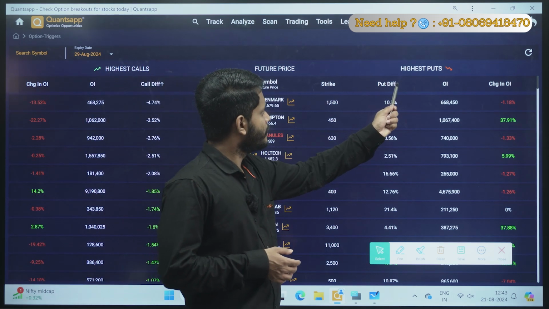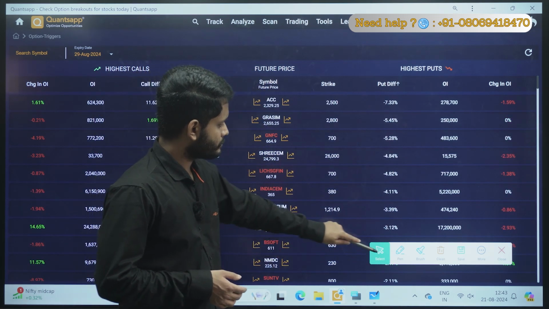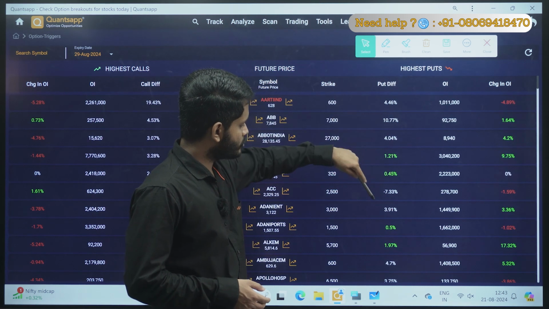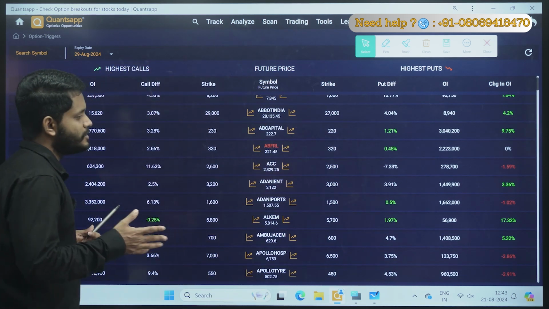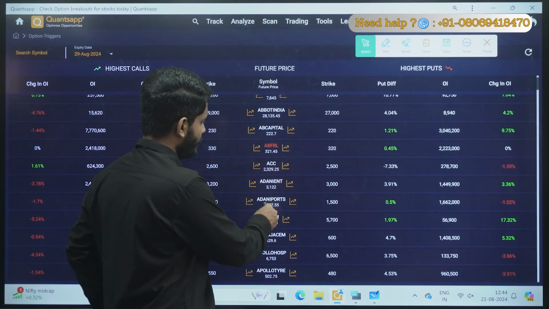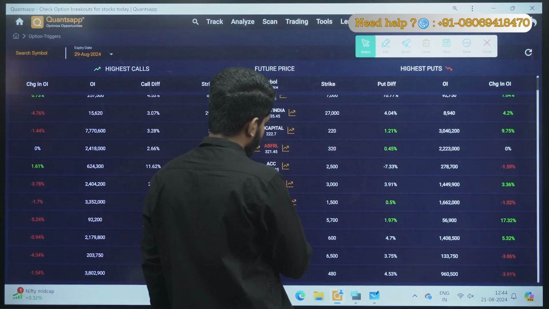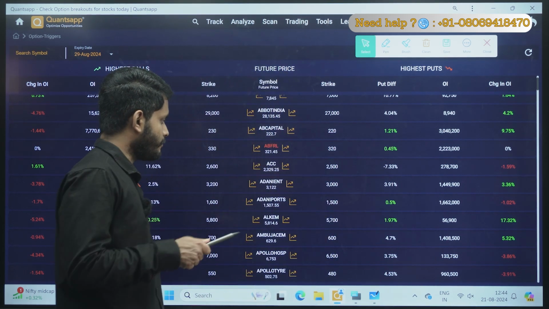not. Similarly, click on put difference, give me a second. Okay, and try to find out the stocks where the put difference is between 0 to 1%. Now again if you see Adani Ports, very much close to its support. Can you see 1507 is the current price, 1500 is the support.